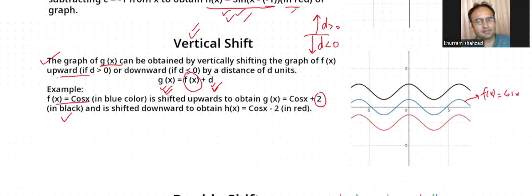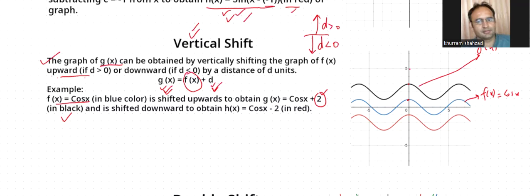This is the graph of g of x, which is cos x plus 2. This g of x is obtained by adding 2 to f of x. You can see that this was its maximum value. Now this graph shows that its maximum value has shifted upwards by 2. If you add 4 here, then this graph will be shifted by 4. So this 2 is responsible for the vertical shift of the graph.